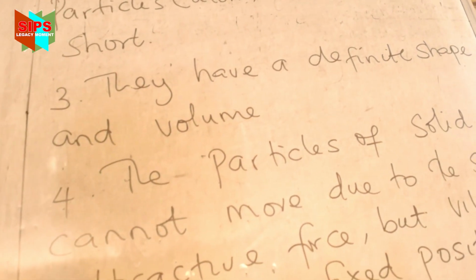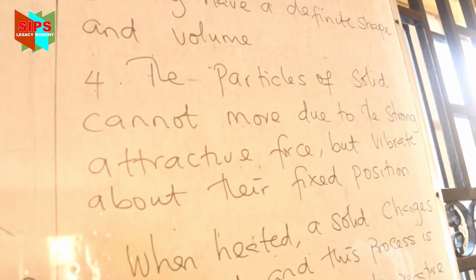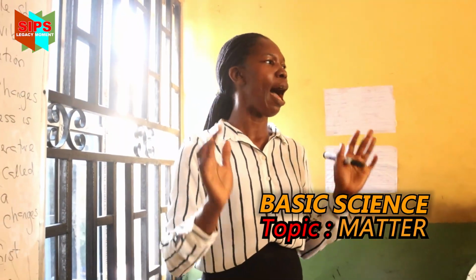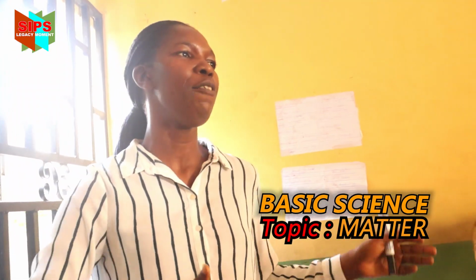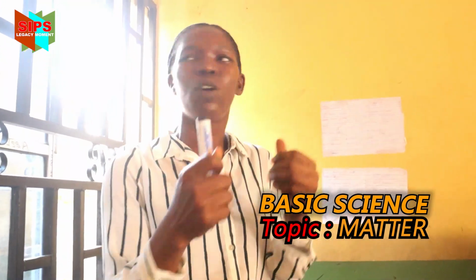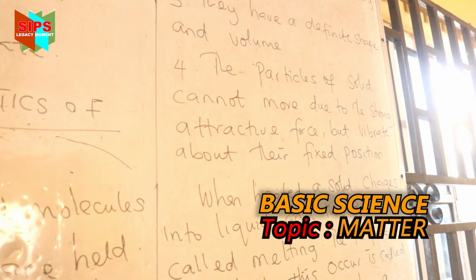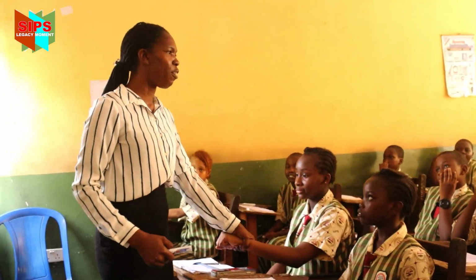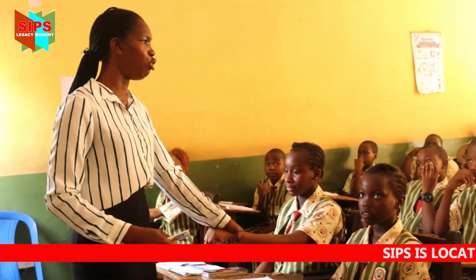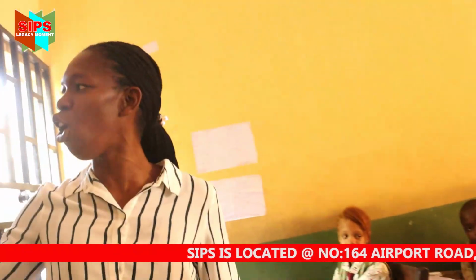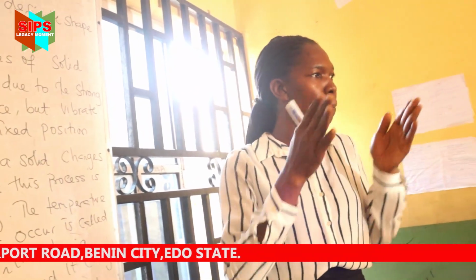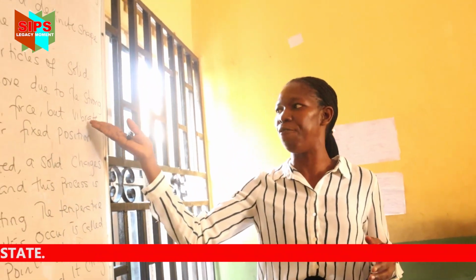Number four, the particles of solid cannot move due to the strong attractive force. But what they do is they vibrate about their fixed position. So instead of them moving around, when they try to move around, because the force holding them is strong, they remain in that position. If I hold her hands and say don't go anywhere, because my force is stronger, even if she tries to go around, because I'm holding her, she will remain in this position. So the force holding the atoms and molecules of solids is strong enough to keep them in one place. So when they try to move, they simply vibrate.